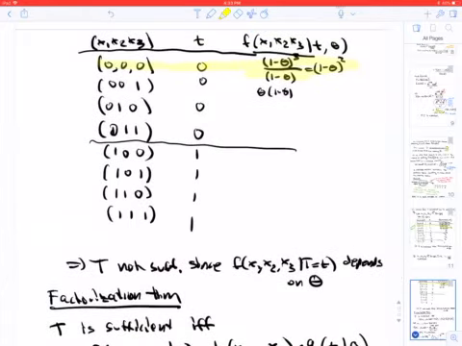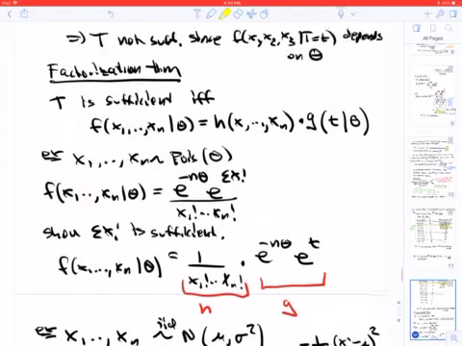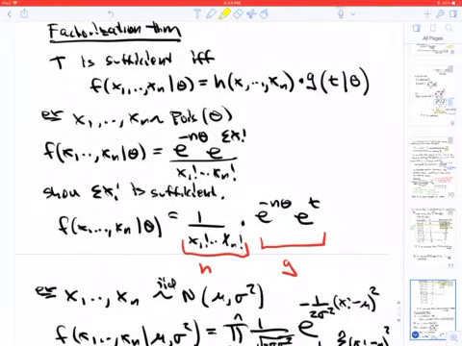So that's all fine and good, but this seems like a lot of work to determine whether a statistic is sufficient. So what you'll usually be using is the factorization theorem, which says that t is sufficient exactly when the density factors as a function of only your data times a function of the statistic and theta.